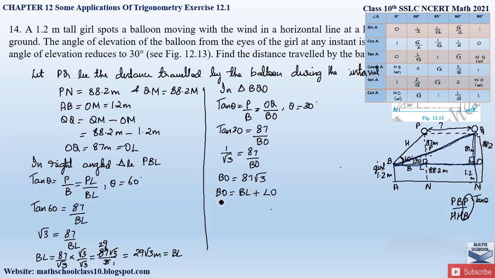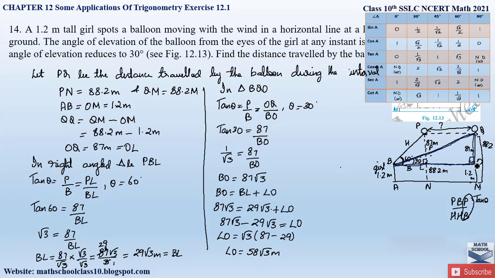and we also know the BO value. So BO is how much? 87 root 3 is equal to BL, which is 29 root 3, plus LO. So let us send this 29 root 3 to the left hand side. So we get 87 root 3 minus 29 root 3 is equal to LO. So taking root 3 common, we can write LO as equal to 87 minus 29. So here 87 minus 29 is equal to 58, right? So LO is equal to 58 root 3 meter.